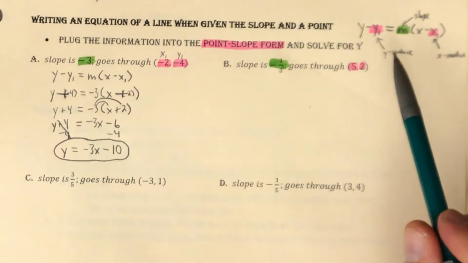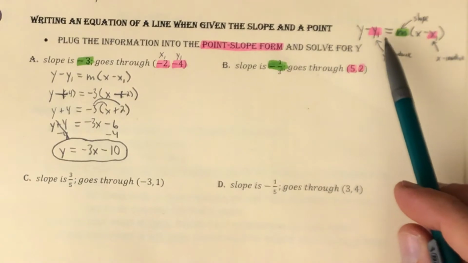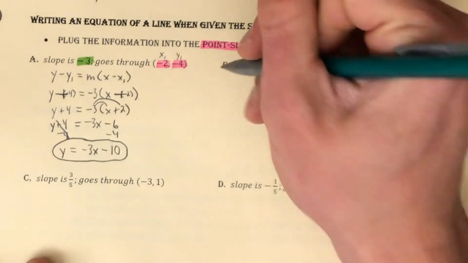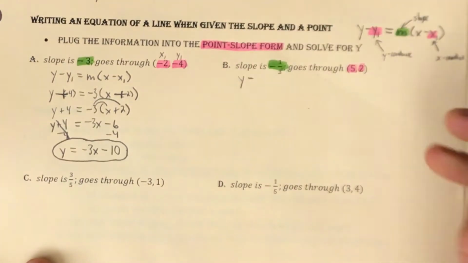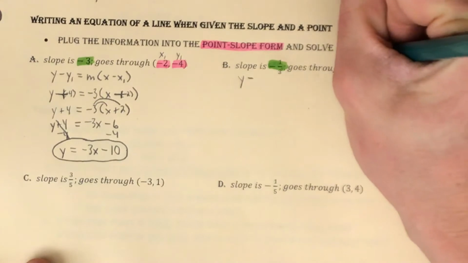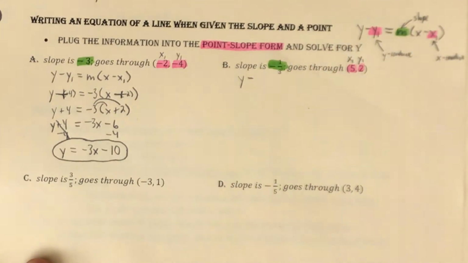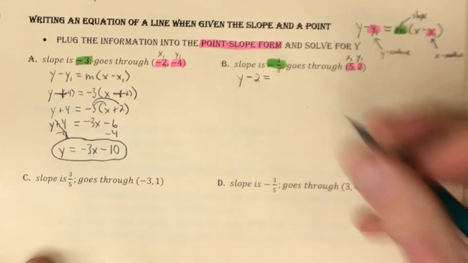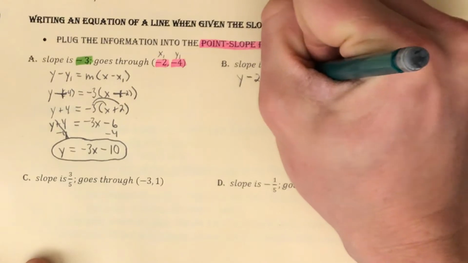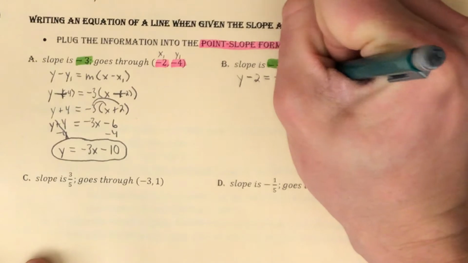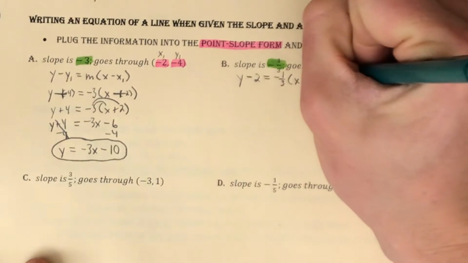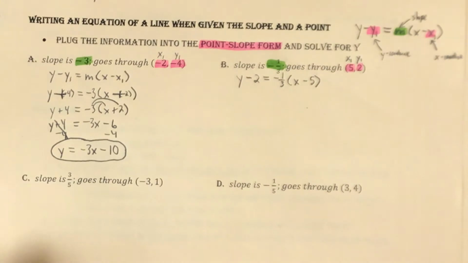So into my point slope form, y minus y1 equals m times x minus x1. The y doesn't change, so I've got y minus my y1, which in this case is 2, because this is x1 and y1, as we talked about labeling them. So y minus 2 is equal to m, which in this case is negative 1/3, times x, which doesn't change, minus my x1, which is 5. So there we go. Now I've got it plugged into point slope form.